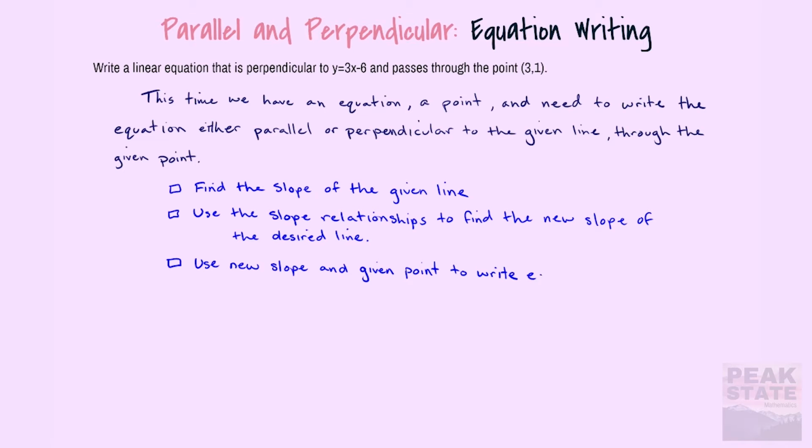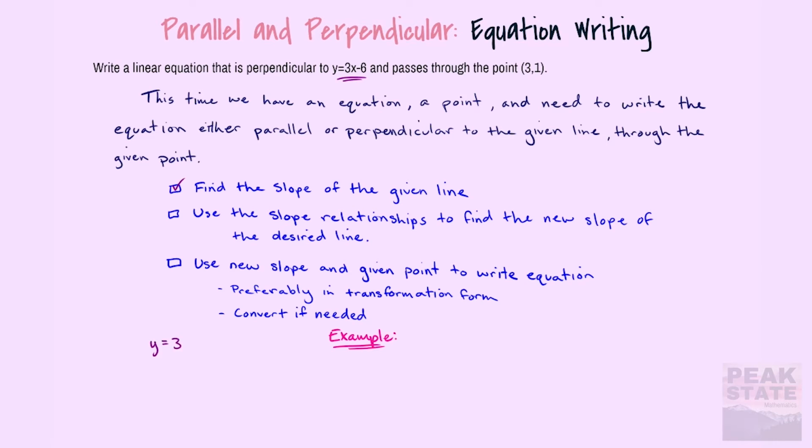We'll use that new slope and the given point to write the equation of our new desired line, preferably in transformation form. It's usually the easiest. You just use your slope, use that point, drop it in there, the h comma k. And then if it requests you to put it in slope-intercept form, then we can convert. So here's an example, looking up above.